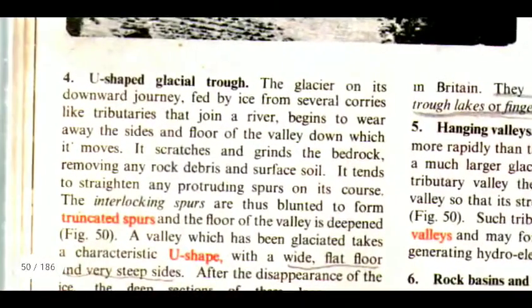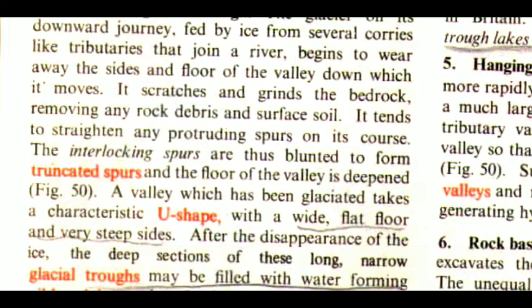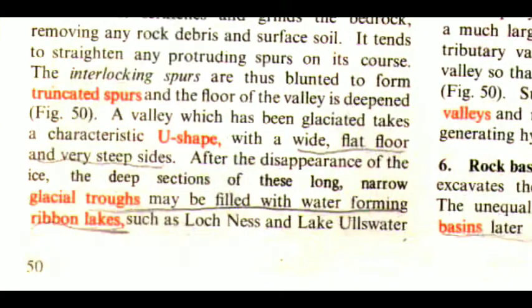The fourth one is the U-shaped glacial trough. The glacier on its downward journey, fed by ice from several corries like tributaries that join a river, begins to wear away the sides and floor of the valley down which it moves. It scratches and grinds the bedrock, removing any rock debris and surface soil. It tends to straighten any protruding spurs on its course. The interlocking spurs are thus blunted to form truncated spurs, and the floor of the valley is deepened. A valley which has been glaciated takes a characteristic U-shape with a wide, flat floor and very steep sides.